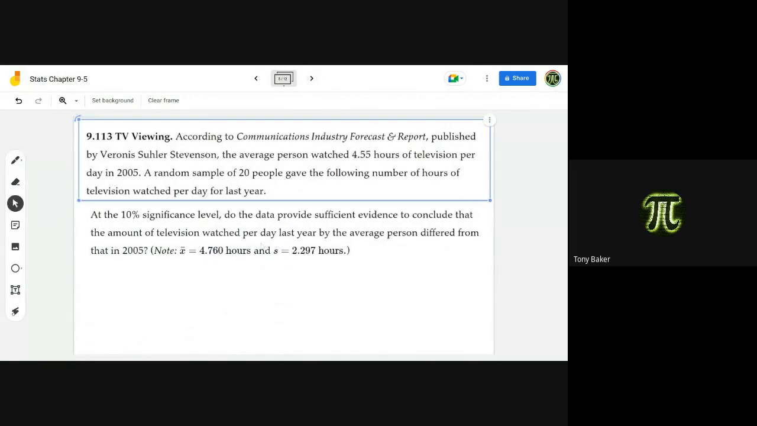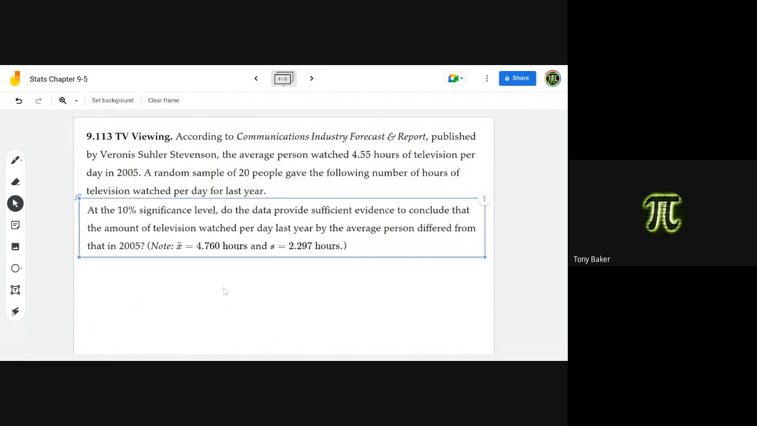Let's look at this one. This is more similar to what you're going to see on your test, where it's going to give you the problem. And if you notice, it's giving you the mean and the standard deviation for this test. All right, so set up the first parts of it. Find me my null hypothesis, my alternate hypothesis, and my significance level. We'll start with that.